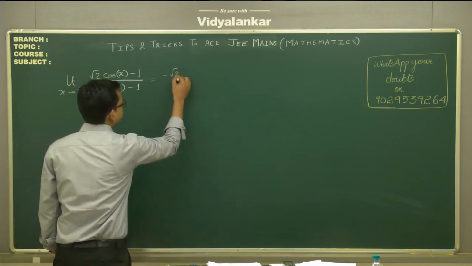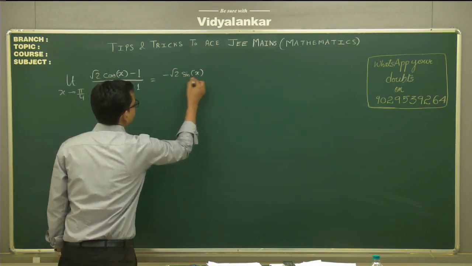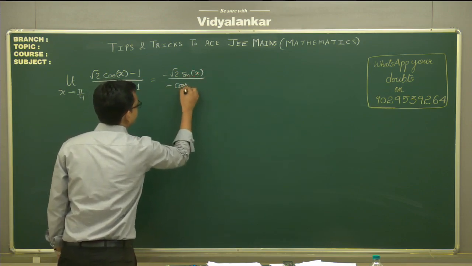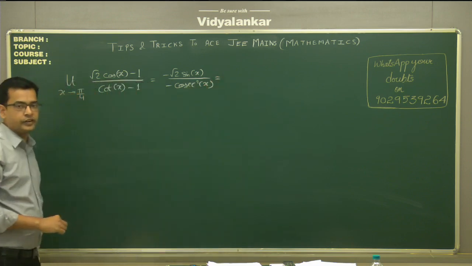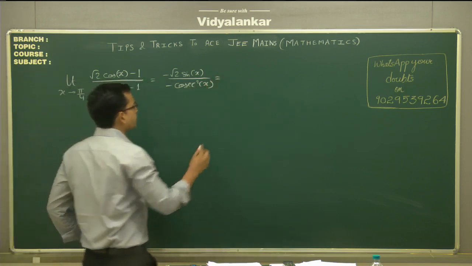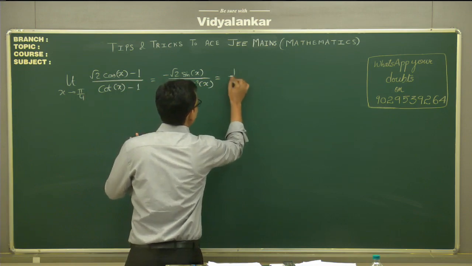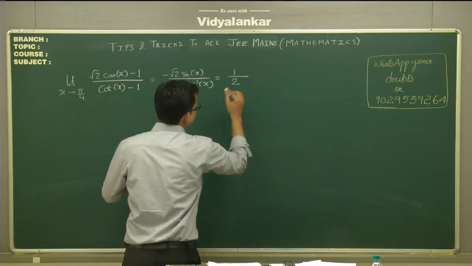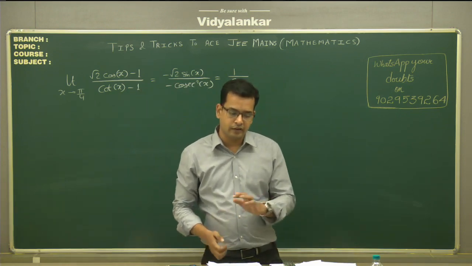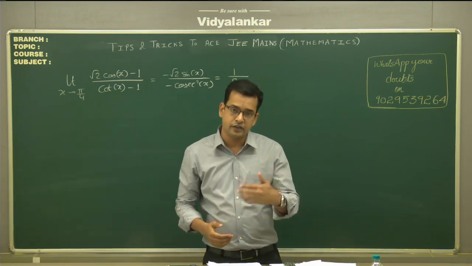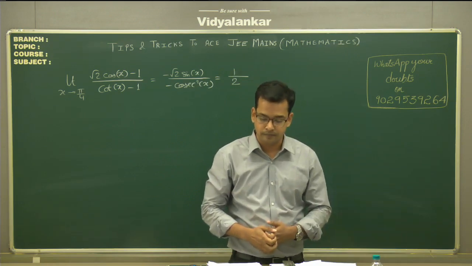Differentiate the numerator, differentiate the denominator and put x equal to 45 degrees. So you get minus 1, minus cancels, 1 upon 2, half is the answer. So it's a very handy method. You can use it wherever you feel like, only if it is of 0 by 0 or infinity by infinity form.